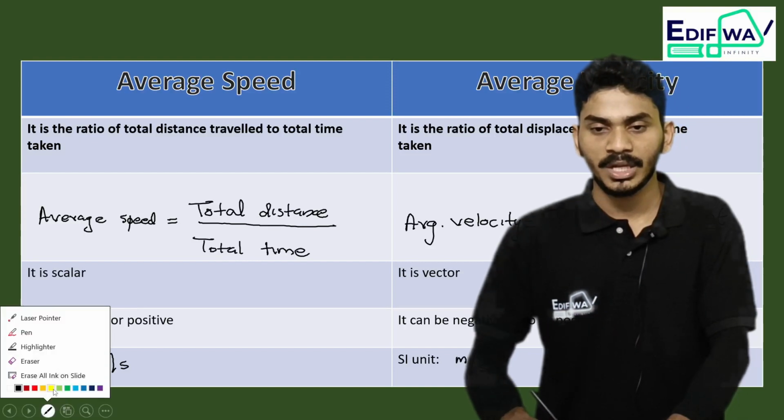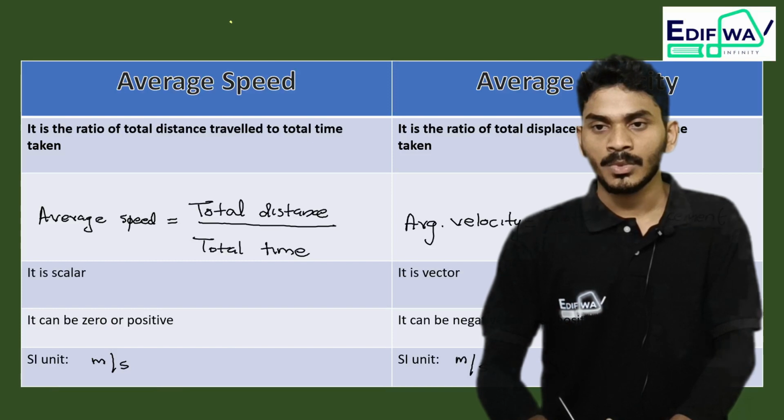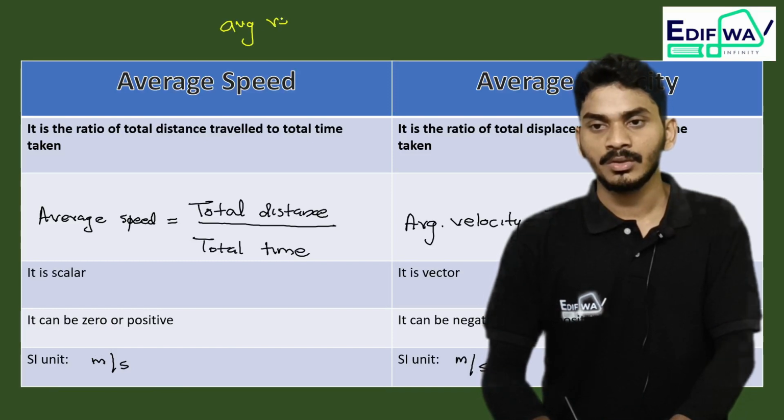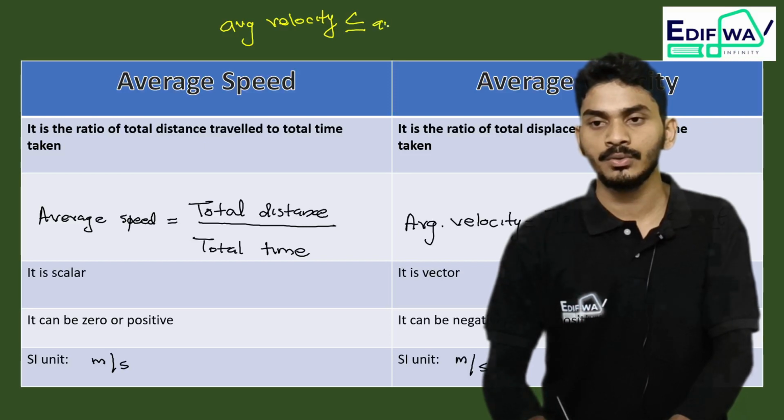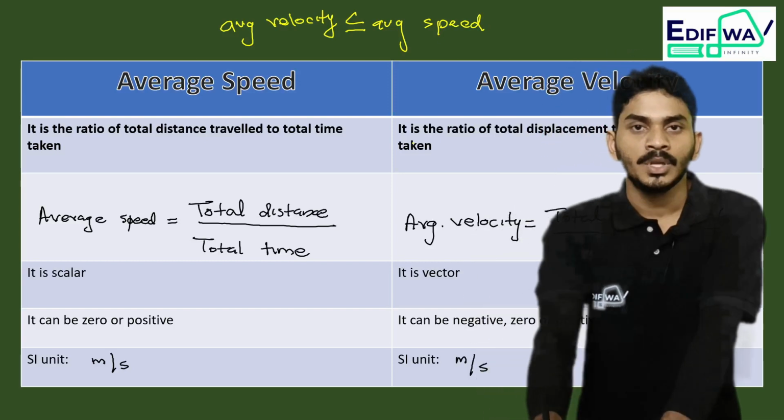Let's write here: average velocity is less than or equal to average speed. Clear?